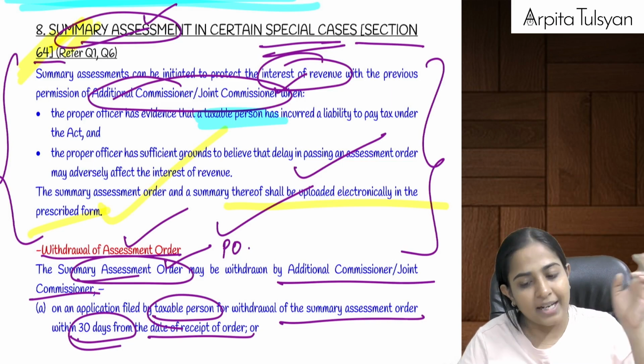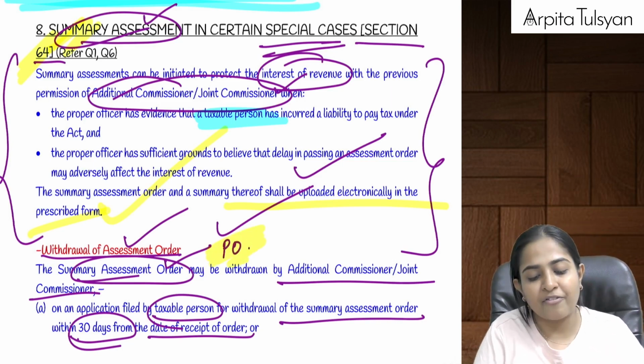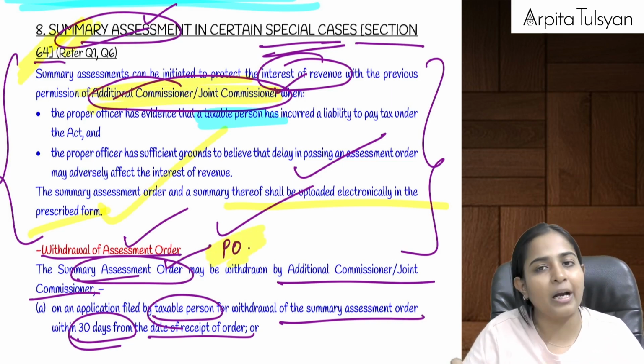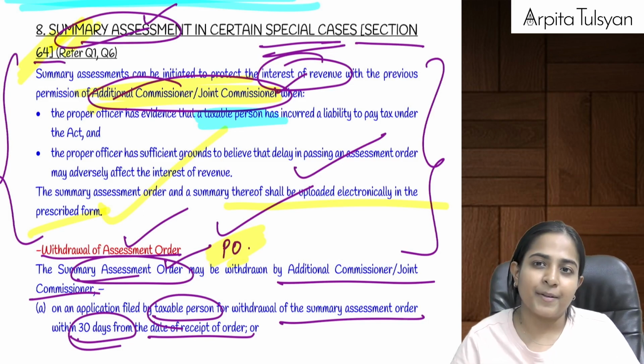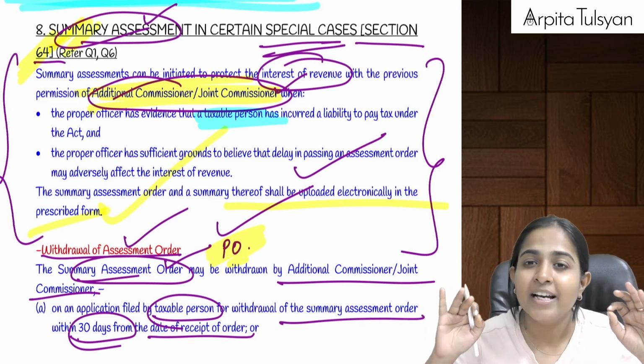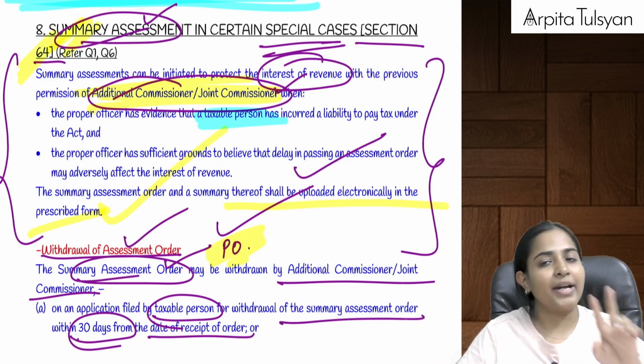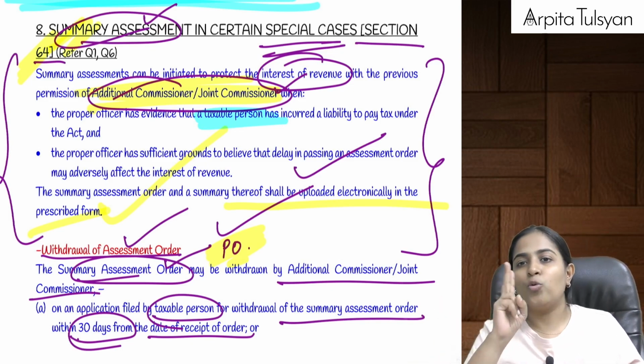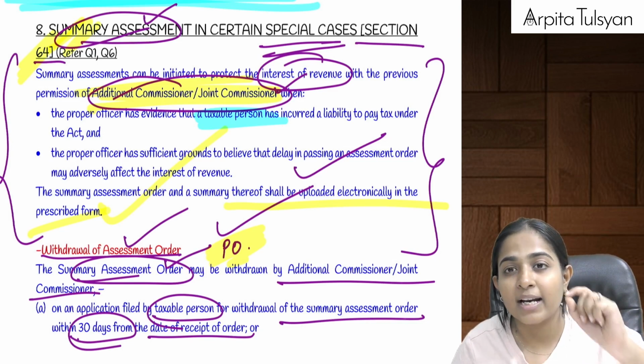Okay, so this can be done by the proper officer, but only after taking the prior approval of the additional commissioner or the joint commissioner. Are you clear with this? This we have done only to safeguard the interest of the revenue. Okay, but now in two cases, this summary assessment order can be withdrawn.